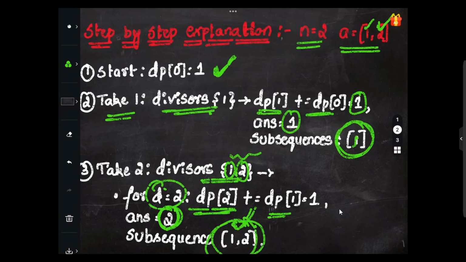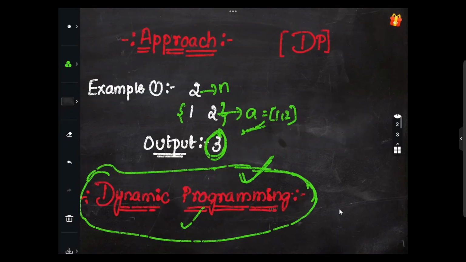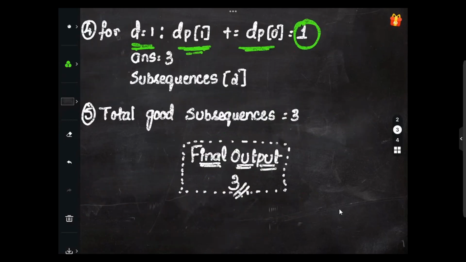dp of 1 we are considering, right? So we have got answer 2 from the previous one, so we will be considering that answer 2. Yeah, 2 plus 1, this will lead to dp of 0, this will lead to answer 3 basically. Sorry, I got confused here. Subsequences again, we have 2 subsequences, right? So total good subsequences 1 and 2, this will lead to 3.